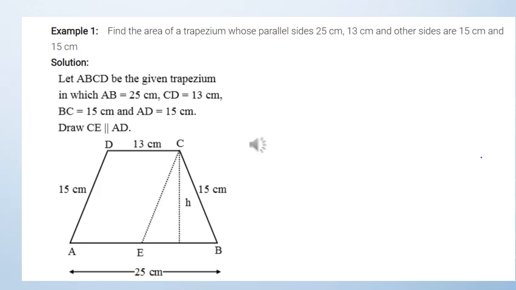This question is very important to know first of all. ABCD is a given trapezium in which AB is 25 cm, CD is 13 cm, BC is 15 cm and AD is 15 cm. In this, what we do is we draw a line parallel to AD, that is CE. So draw CE parallel to AD. It is very important to write this construction because it will help us divide this trapezium into a parallelogram and a triangle.